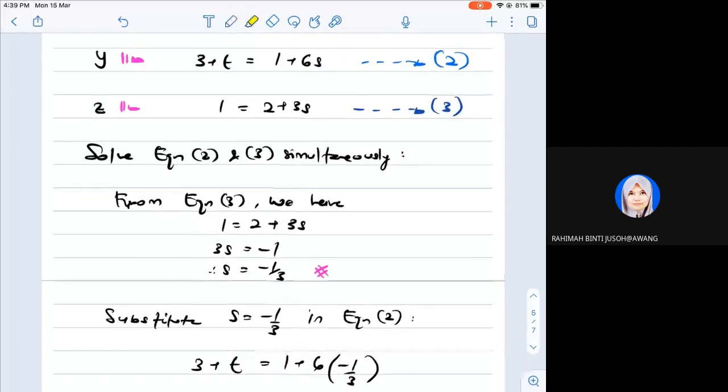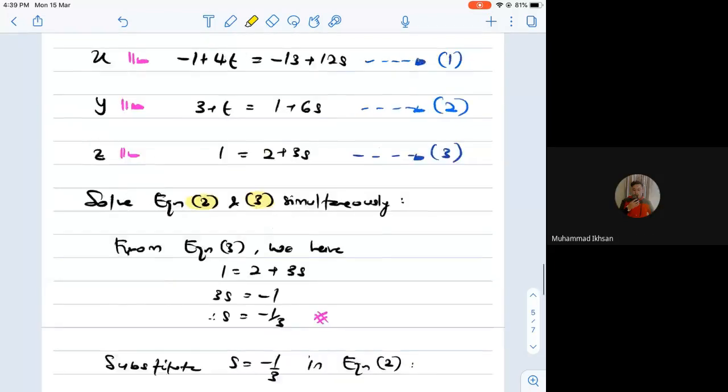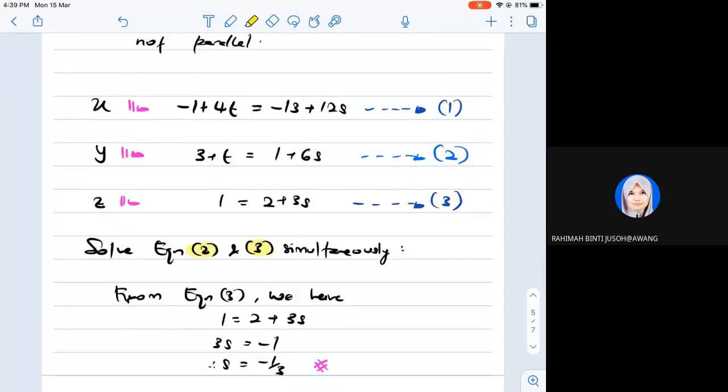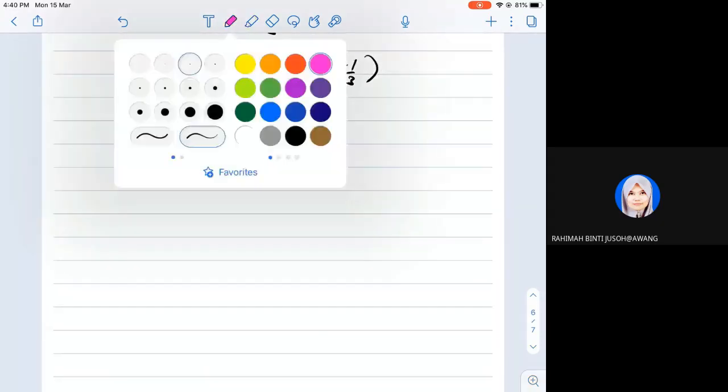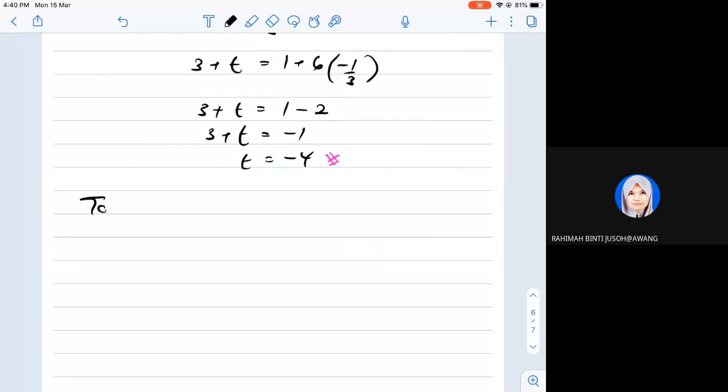You tadi solve equation 2 dengan equation 3. So nak test tu dekat mana? Equation 1. Yes, equation 1. Betul, kita kena test. Betul tak memenuhi tak equation 1 ni? Betul ke kalau ganti nilai t dengan s ni dapat sama nilai dia kiri dan kanan? Okay, so now jom kita test in equation 1.